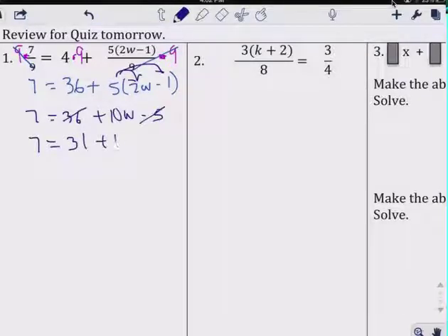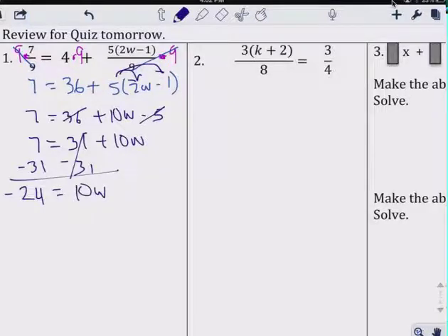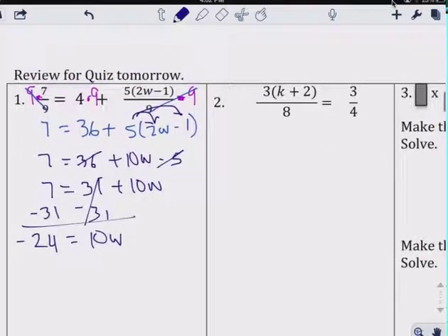31 plus 10w. Okay. You got it so far? Okay. Minus 31, minus 31. On your calculator, put 7 minus 31. You should get a negative 14. No, 24. Negative 24 equals 10w. Okay? And then we divide last, correct?